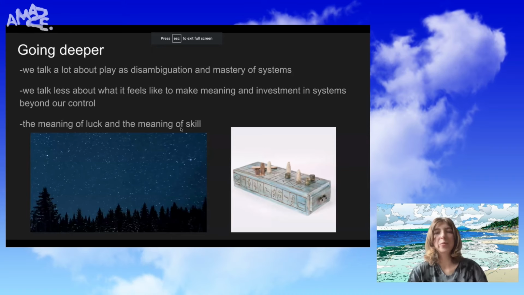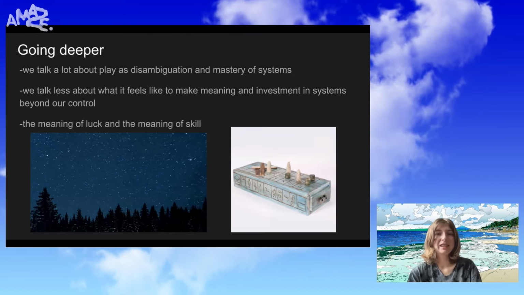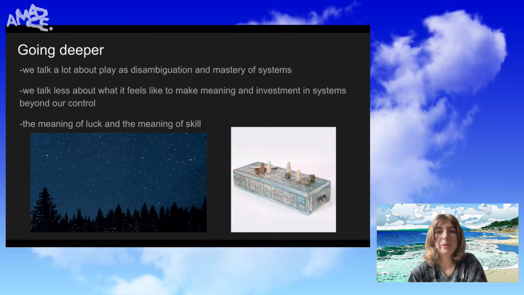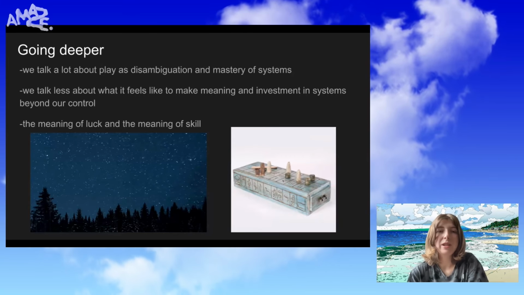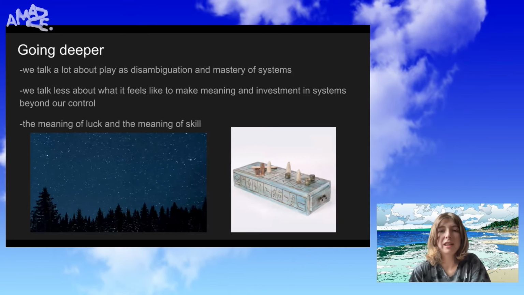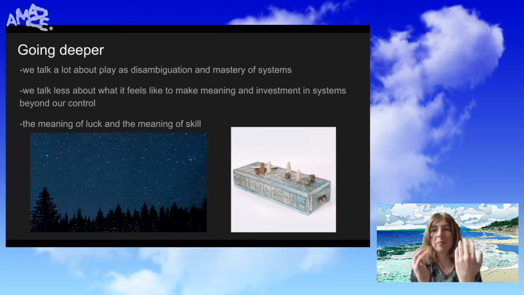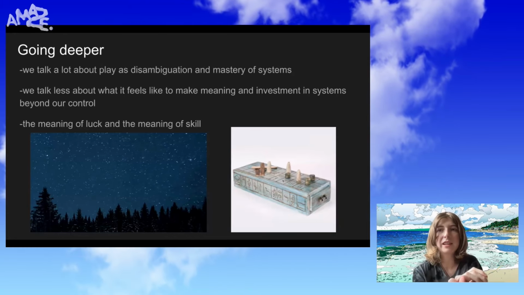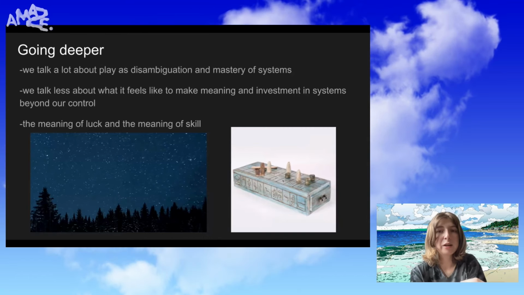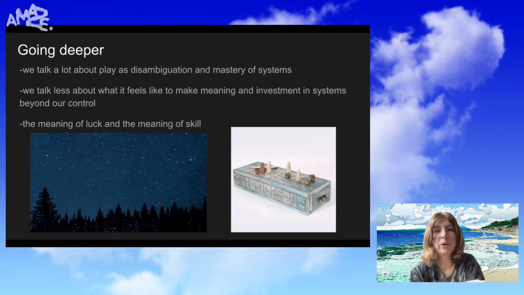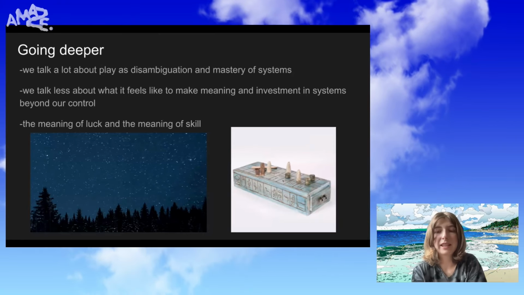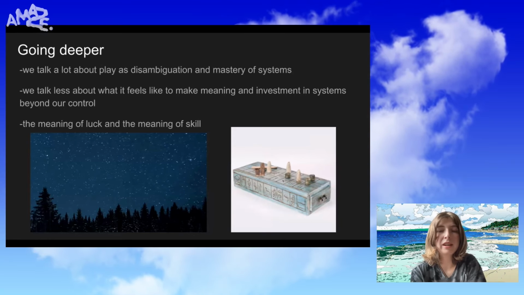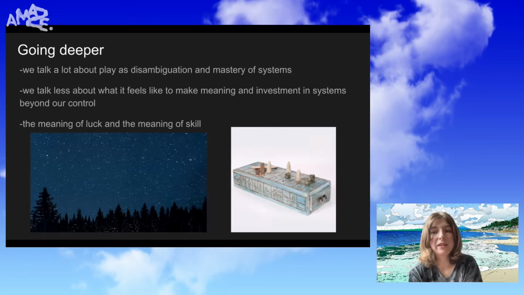And finally, kind of bringing it all home, I think talking about this opens up an interesting conversation about what is play and what is the meaning that we make in it. Often we talk about play as the disambiguation and the mastery of systems. So you come across a system that's very confusing, and the more you play it, the more you understand and master it, and you kind of dominate it and you get good at it. But we don't talk as much about what it means to put that much stake into a system where you can't get better at it, where something is totally beyond your control, and what the meaning of luck and the meaning of skill are.